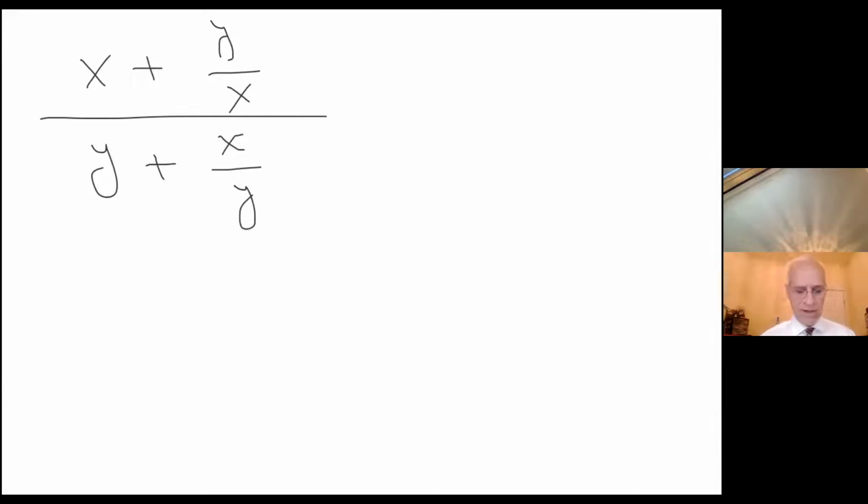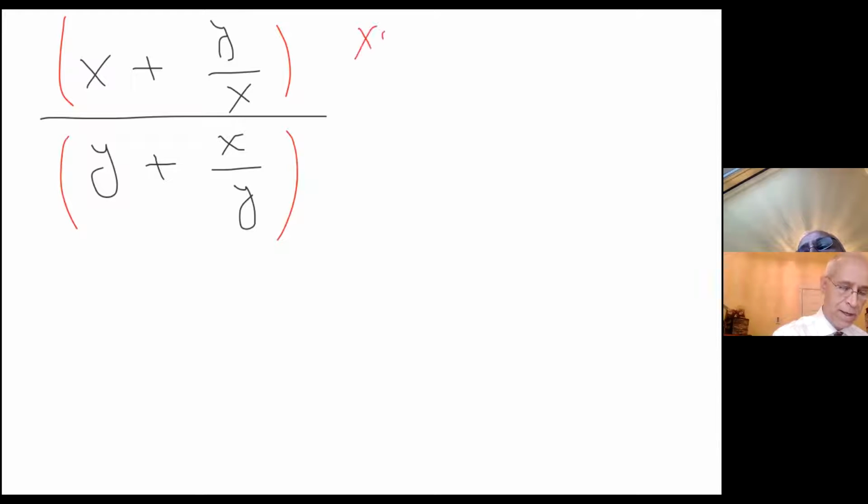I know it sounds like something really silly, but that's okay. We can simplify this. How do I approach this? First of all, I'm going to decide that the LCD is x times y. So multiplying top and bottom of the fraction by xy and xy.